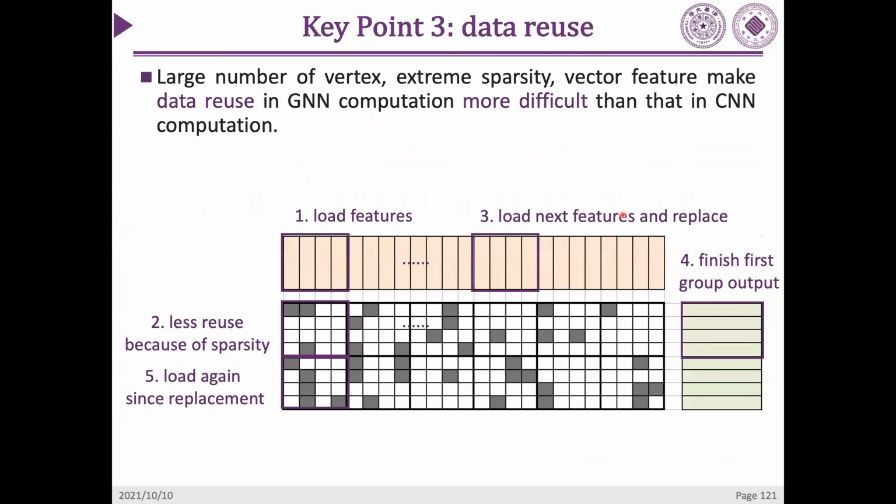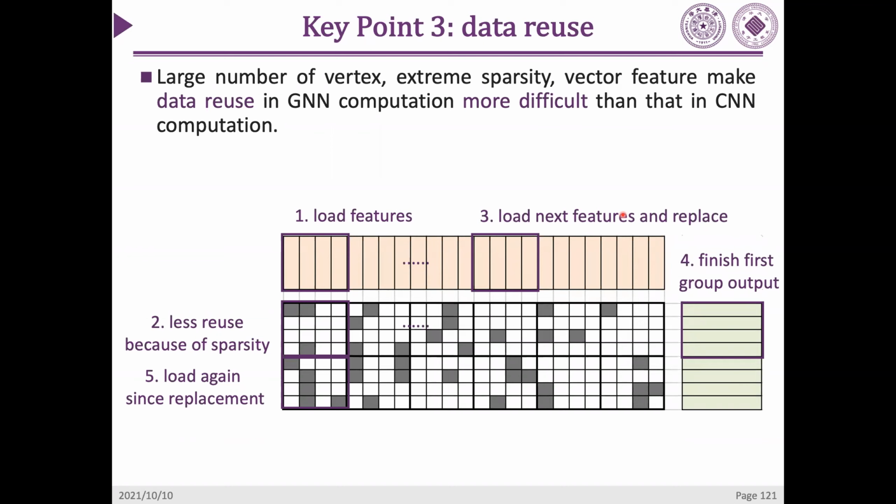And the third key point is data reuse. Graph neural networks have three characteristics: a large number of vertices, extreme sparsity, and vector features, which make data reuse more difficult than in convolutional neural networks.